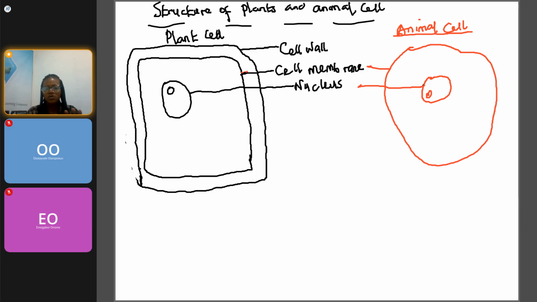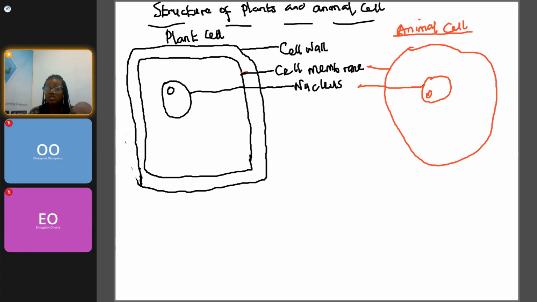And the nucleus, if you look at the structure of the nucleus, you see that it is majorly at the center, almost at the center of the cell. Okay, I want you to take note of this too. The nucleus is at the middle of the cell because it controls the cell activities.